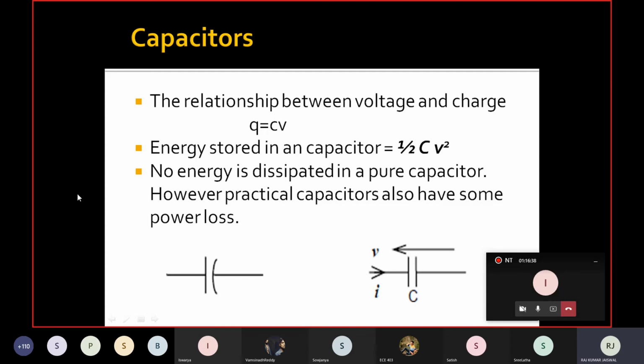Yes guys, tell how a capacitor works. Like a battery, sir. Yes, it is like a battery. Very good. How does a battery work? To store the energy. Yes, very good. Then for storing the energy, what do you do?